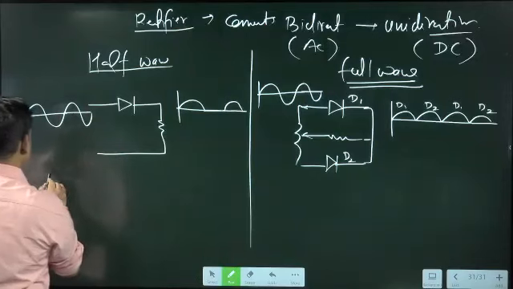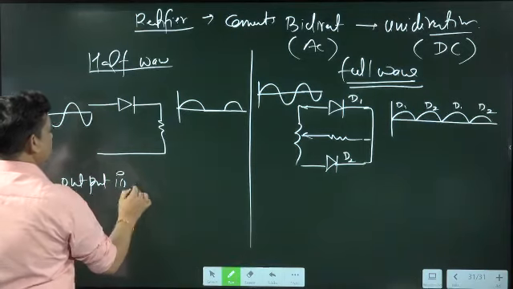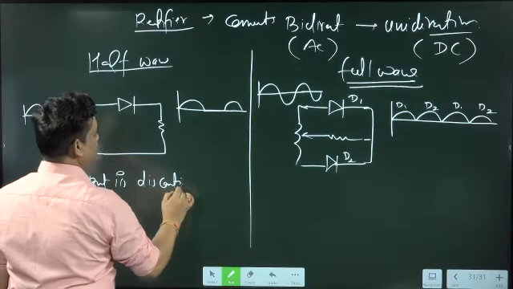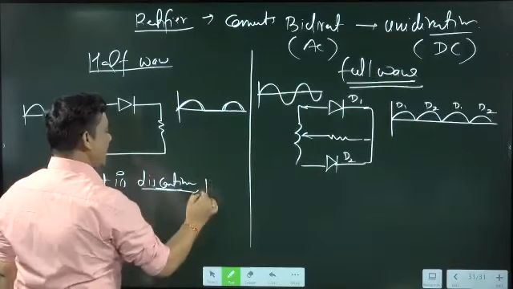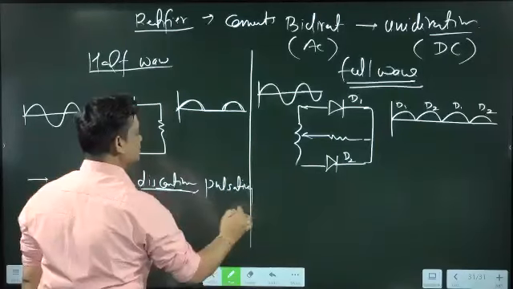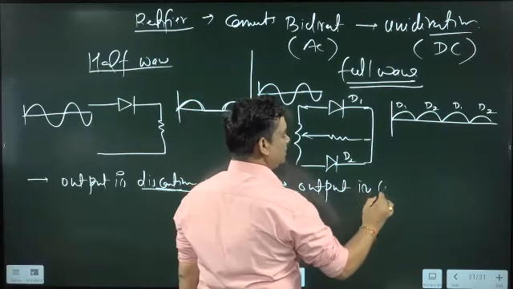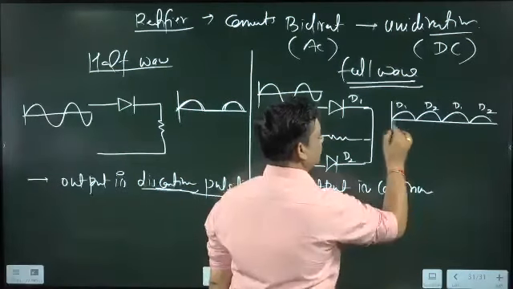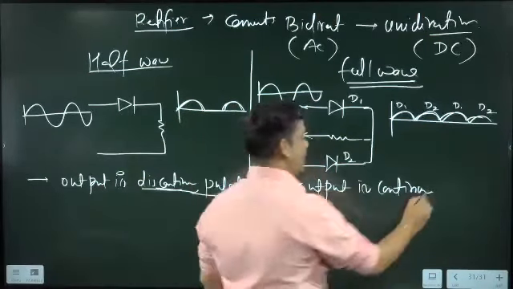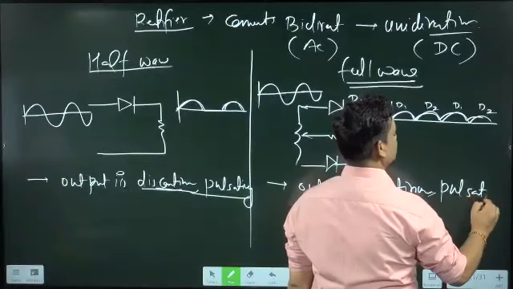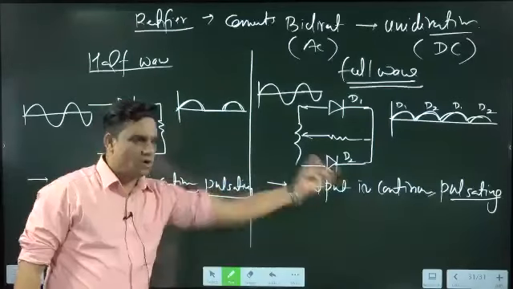Now you need to remember the output here. In half wave the output is discontinuous. Discontinuous means coming, then not coming, then coming, then not coming, and it is in the form of pulses. So the output is discontinuous and pulsating, but in full wave the output is continuous. We continuously get output, positive and negative both coming. This is also pulsating output. Both produce pulsating output, but one is discontinuous, the other continuous.